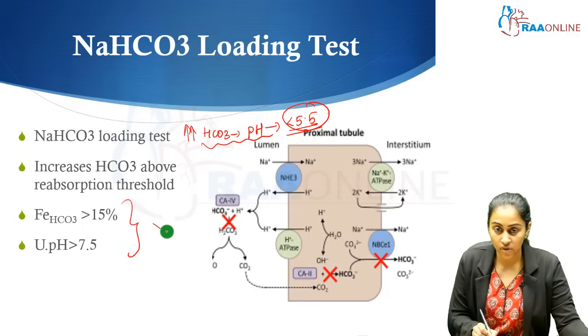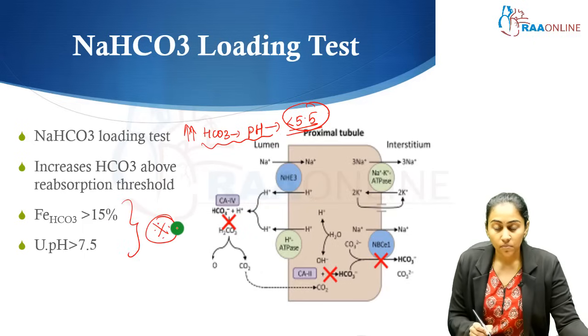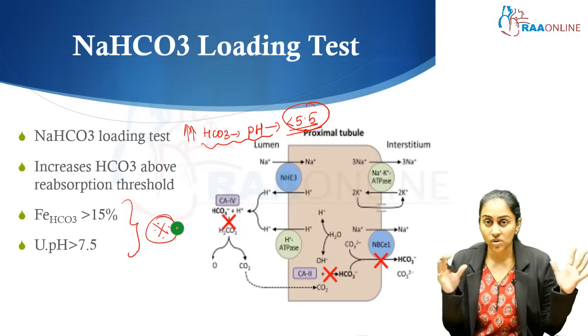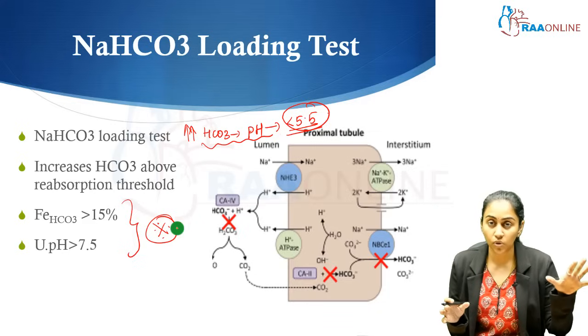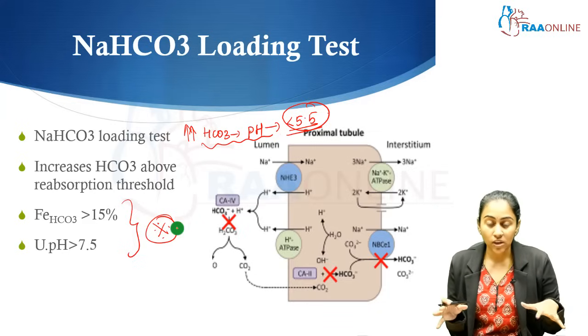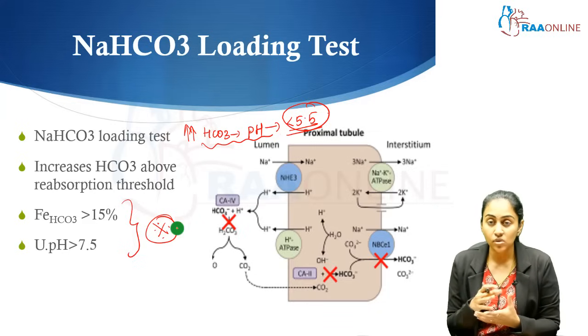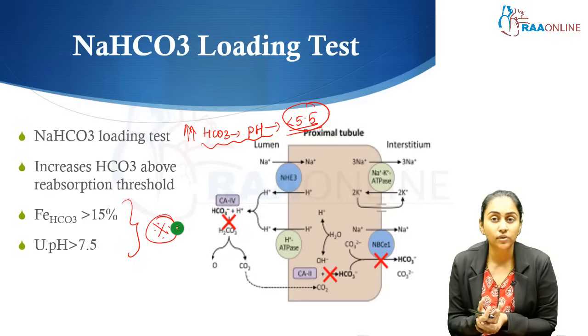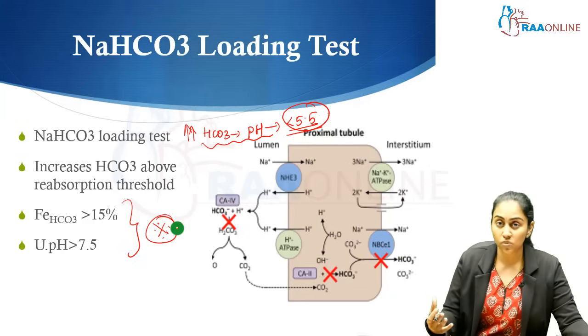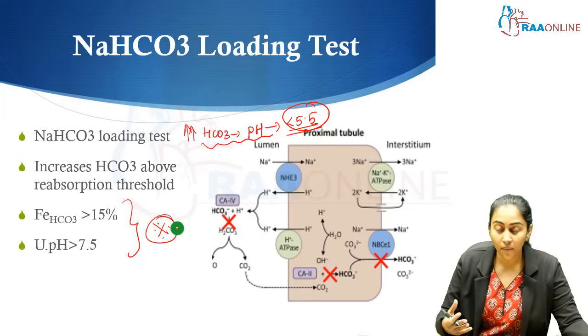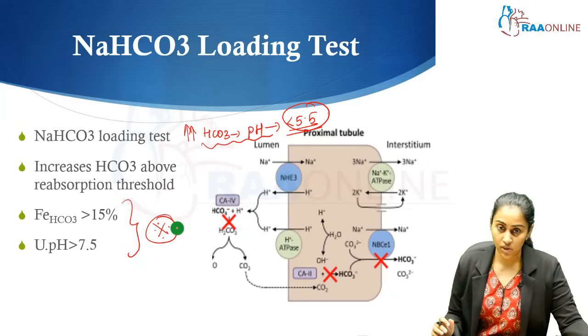So, very, very important. For distal versus proximal renal tubular acidosis, that is where the ammonium chloride test is going to come in handy. Whereas the bicarbonate loading test is going to help confirm a diagnosis of proximal renal tubular acidosis, particularly in patients with advanced proximal renal tubular acidosis with low bicarbonate and low urinary pH.